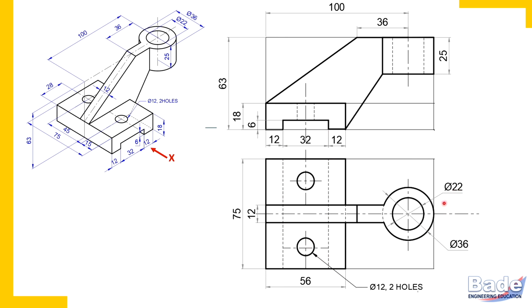Diameter for outer circle, diameter for inner circle, and there are 2 holes. Check how dimensions for the holes are given here. So this is how we have completed the drawing. We have used the first angle method of projection. So of course, front view above and top view below. If you draw this symbol, then you need not mention front view and top view here.